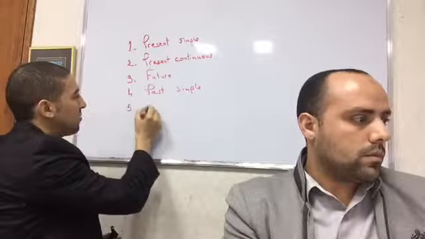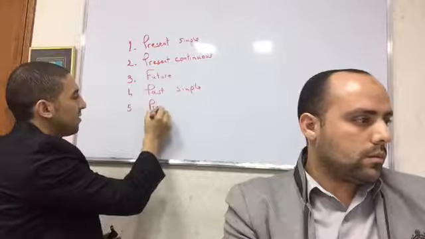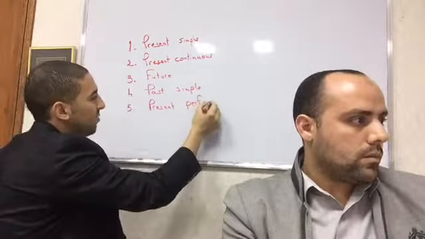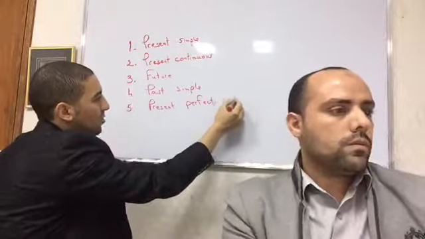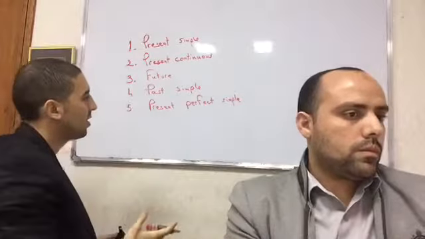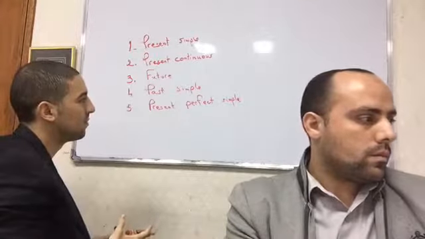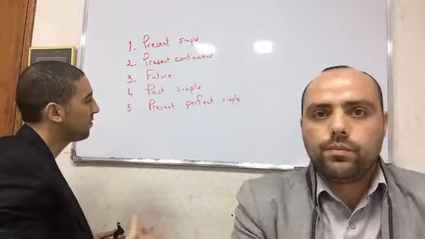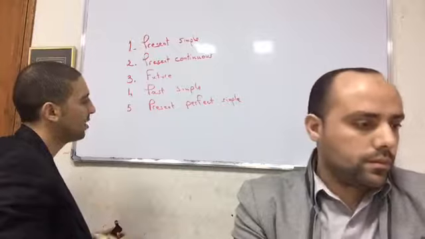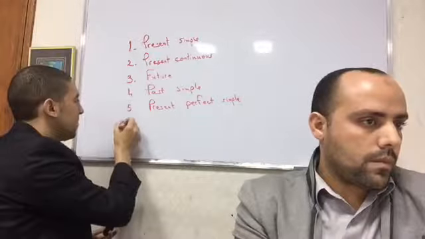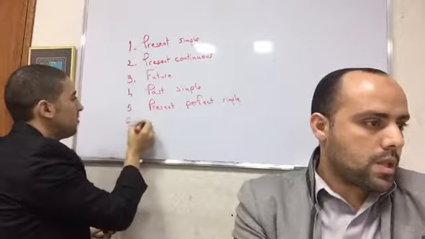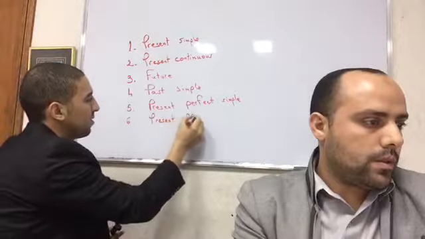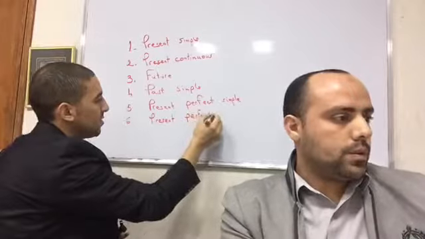The fifth tense was the present perfect. We talked about the present perfect simple, and we saw many uses of it. The one that we focused on was the present perfect to talk about life experiences, like I've been to England, for example. Then we moved to the present perfect continuous.